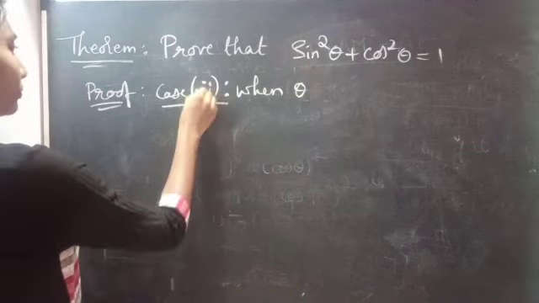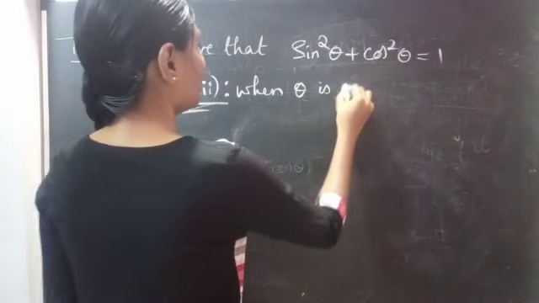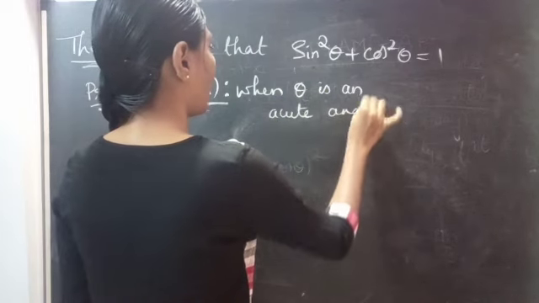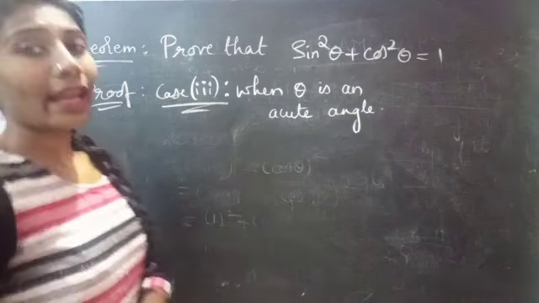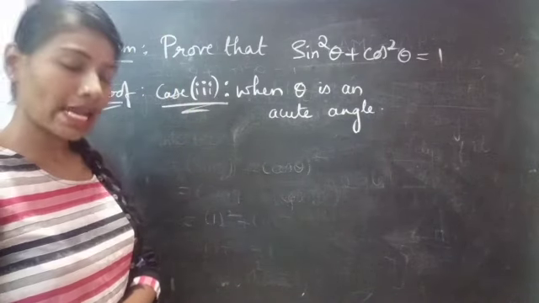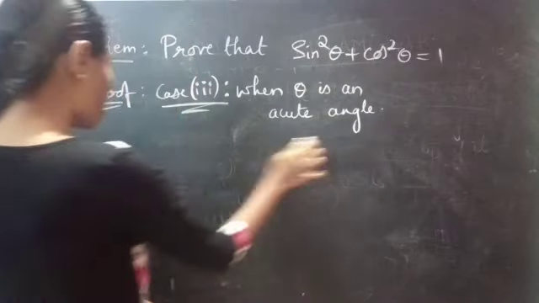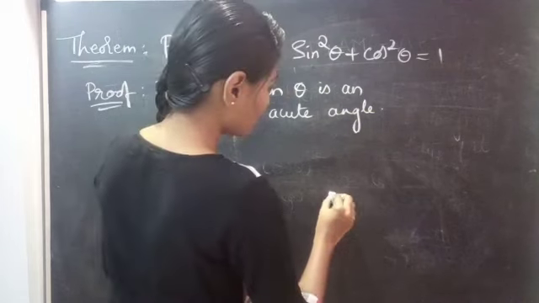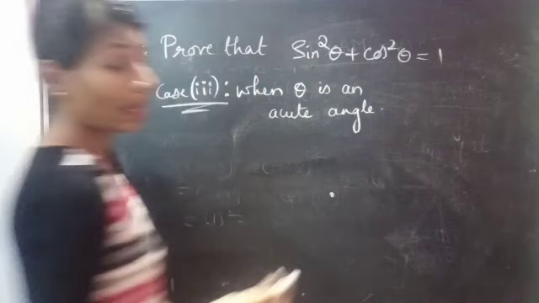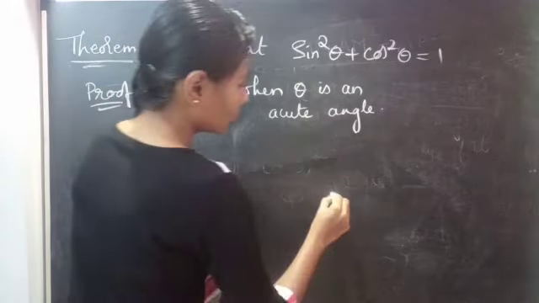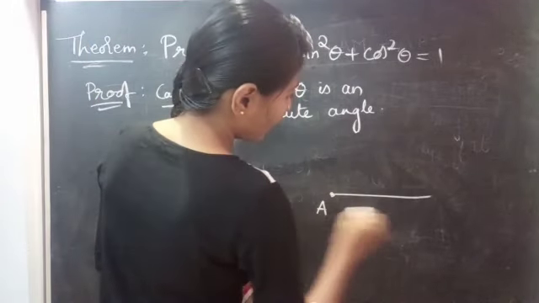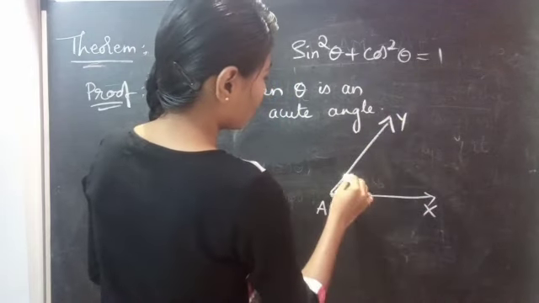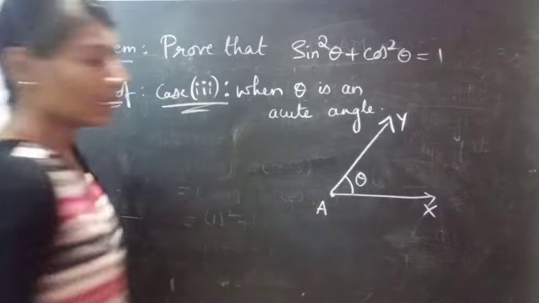Case 3: when theta is an acute angle. What is an acute angle? An angle that lies between 0 and 90 degrees. Okay. So to prove this, we need a right angle triangle. For that, I am going to construct a right angle triangle using two rays, ray AX and ray AY. So it forms an angle theta.